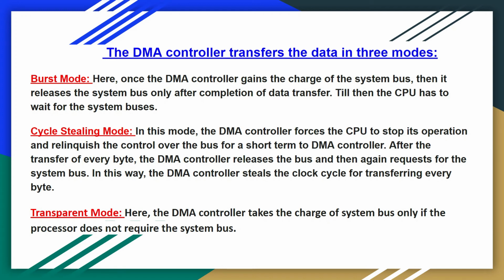Now the third one is transparent mode. In transparent mode, the DMA controller takes charge of the system bus only if the processor does not require the system bus.